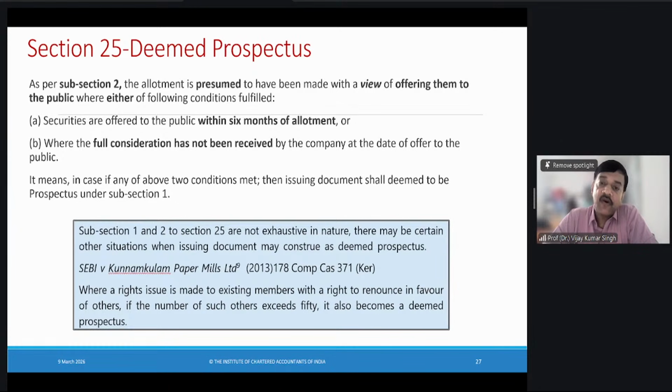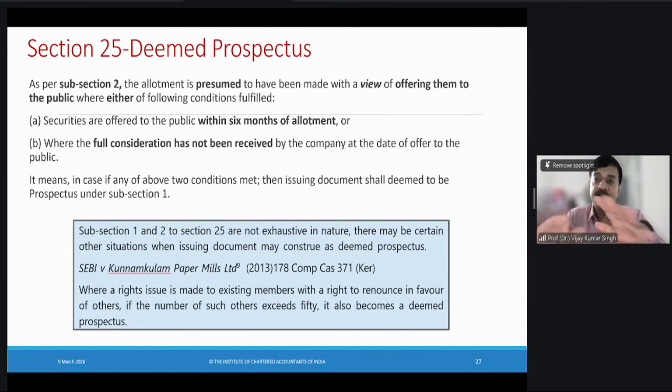The second condition, which can lead to the presumption that it is a deemed prospectus, is where the full consideration has not been received by the company at the date of offer to the public. So these are the two conditions, either or. It means if any of the above two conditions are met, then the issuing document shall be deemed to be the prospectus under subsection 1. Subsections 1 and 2 of section 25 are not exhaustive in nature. There may be certain other situations when an issuing document may be constituted as a deemed prospectus.